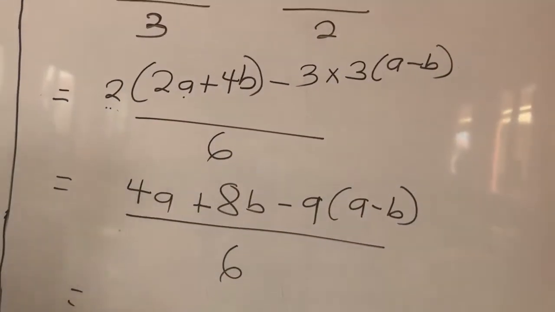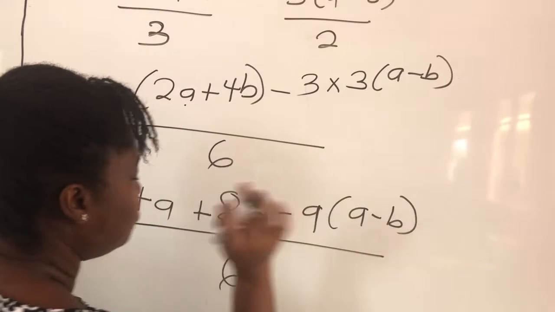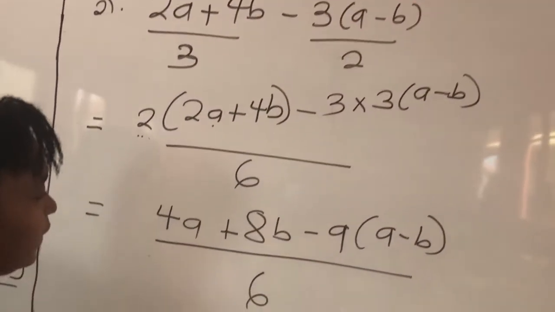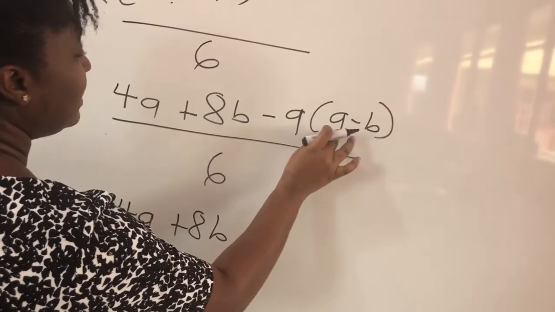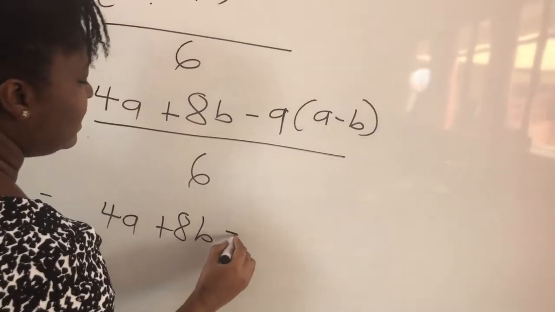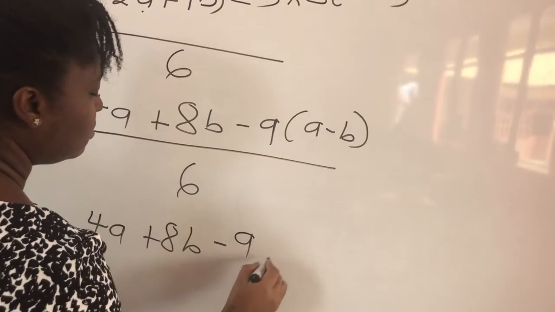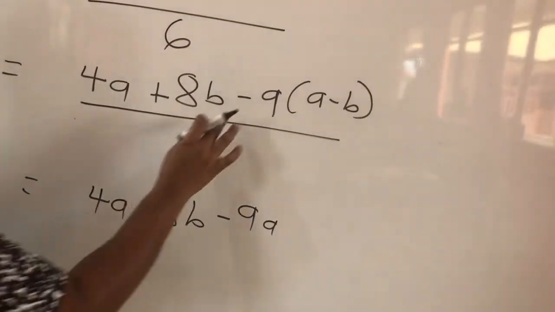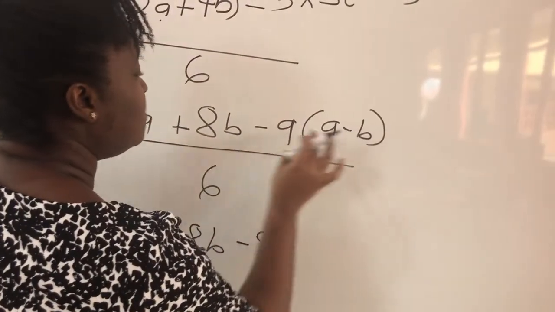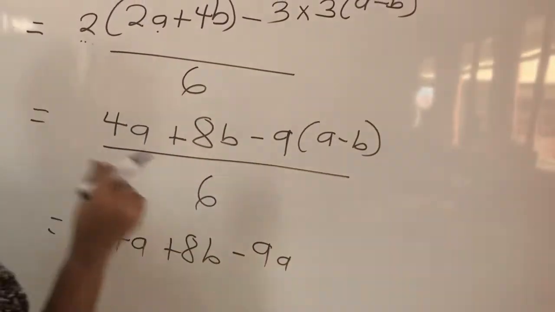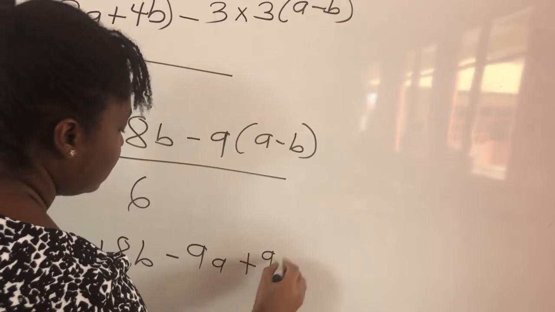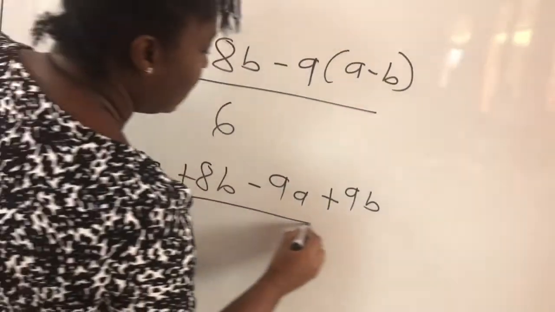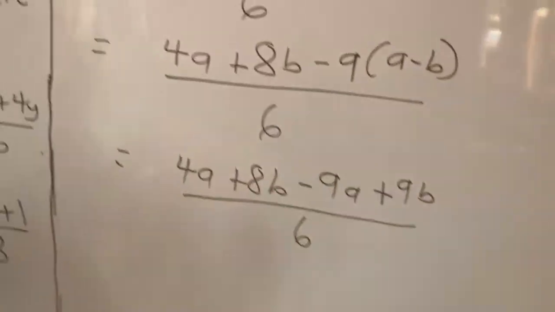Okay. Now when you get here, you open this bracket too. So you have your 4A plus 8B. Then it's a negative 9 multiplying the positive A. So you have a negative 9A. Negative 9 times negative B. Negative times negative will always give you a positive answer. So you have a plus 9B, all over what? 6.